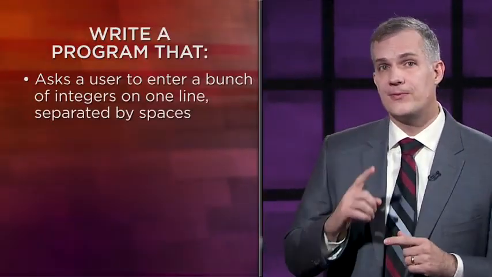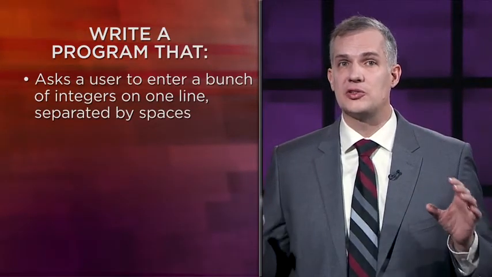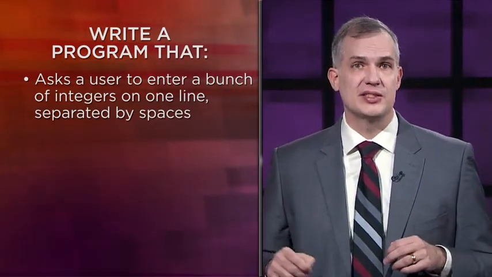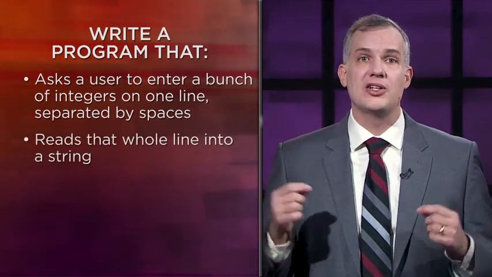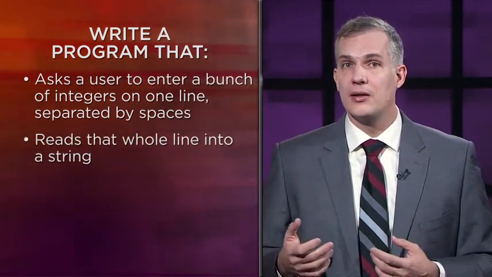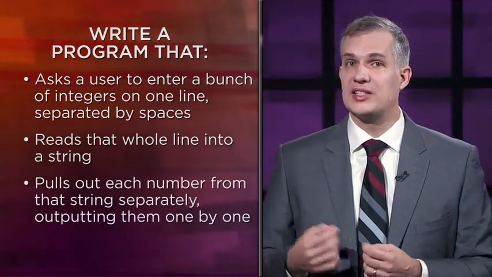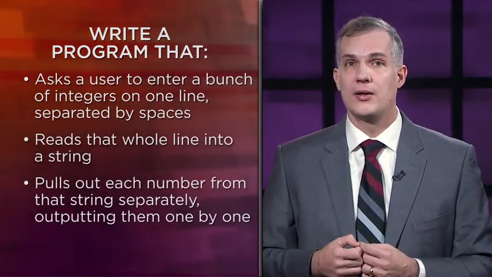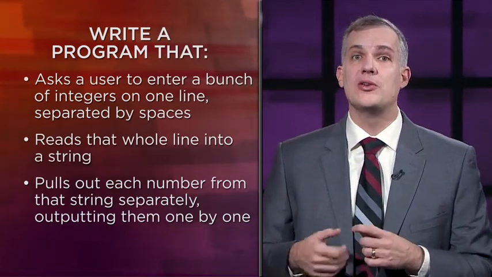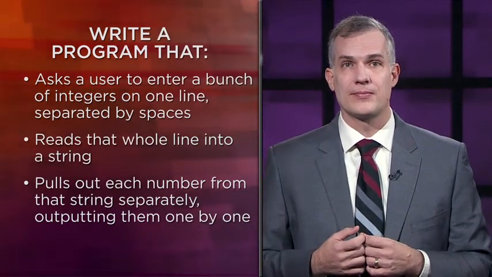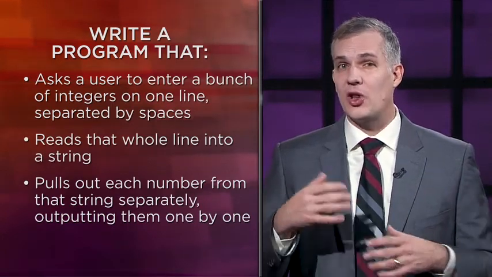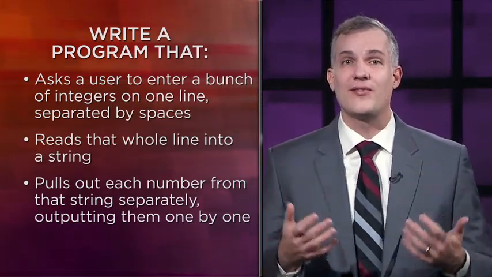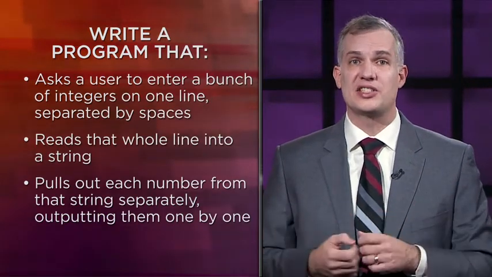So let's see how that would work, processing an entire line of text without a sentinel value. How about you try to write a program that first asks a user to enter a bunch of integers on one line, separated by spaces, and then reads that whole line into a string. Then it should pull out each number from that string separately, outputting them one by one. Remember to use EOF to find when you've reached the end of the string stream. These are similar actions to what you'll often take when processing data coming in from a file. You read an entire line and then process it piece by piece.